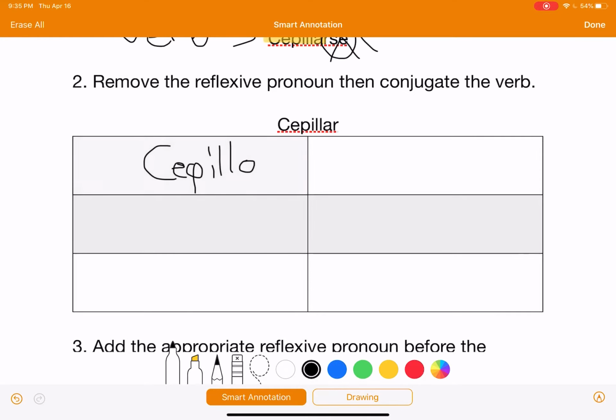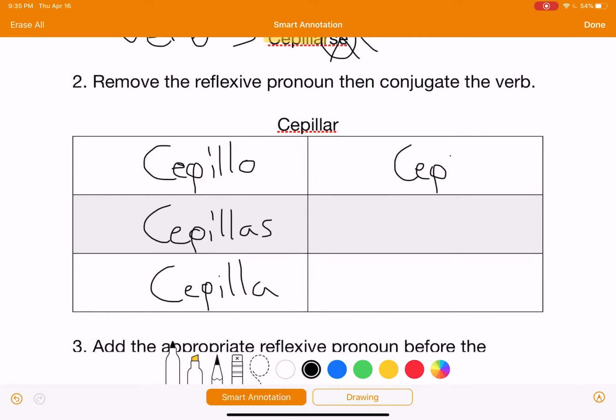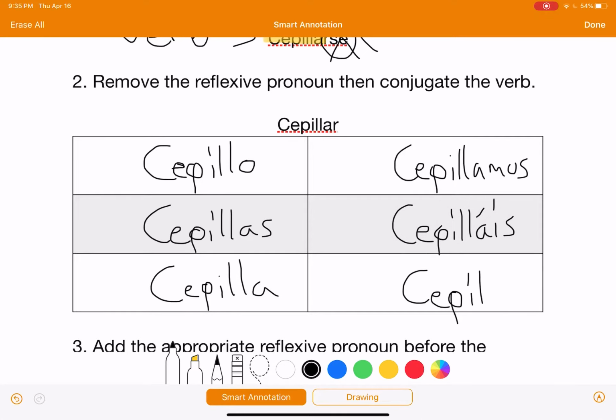So: cepillo, cepillas, cepilla, cepillamos, cepilláis. Make sure you have that accent over the A. And the last one, cepillan. That's step 2. I removed my reflexive pronoun, and then I conjugated my verb.